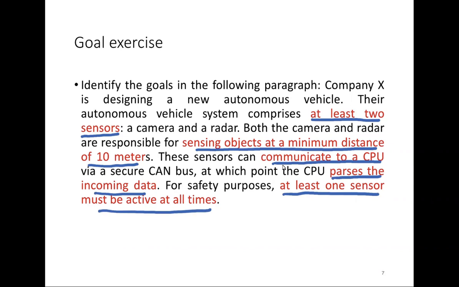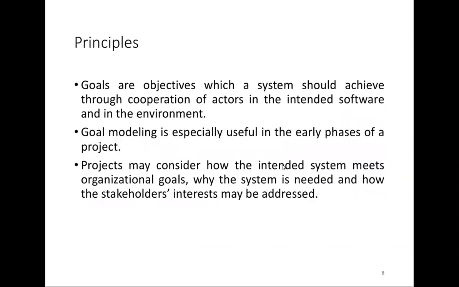So based on this recall discussion, the main principle in goal modeling is all about how you look to the goal of a stakeholder. The goals of stakeholders are considered as objectives, which a system should actually achieve through a cooperation of actors in the intended software and even in the environment. It's your task as a software engineer to model such goals. So we would like to model the goals, especially in the early phases of the project, such that projects may consider how the intended system meets the organizational goals.